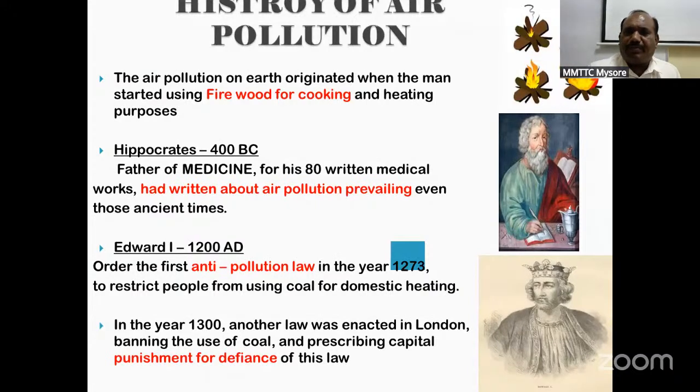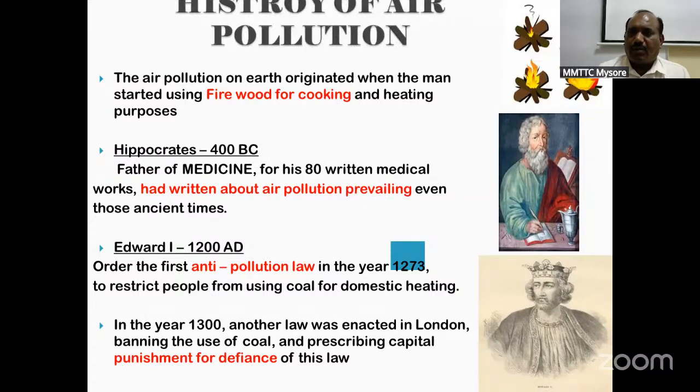Air pollution is not a new thing. Way back it was started. When you burn biomass, it is air pollution. When you cook food using biomass, using wood or coal, it is air pollution. Air pollution started way back in 400 BC. For example, air pollution on earth originated when man started using firewood for cooking and heating purposes. Hippocrates, 400 BC, the father of medicine, in his written medical works, wrote about air pollution prevailing even in those ancient times.